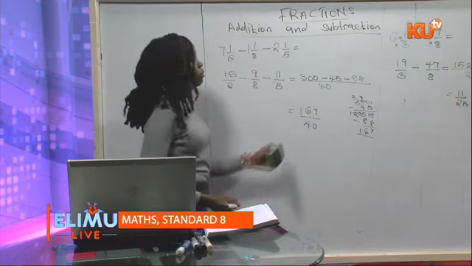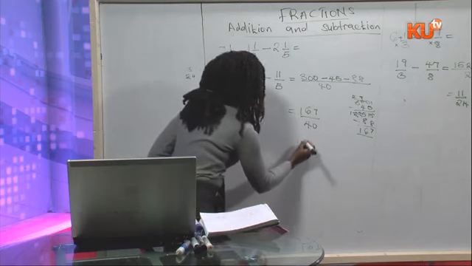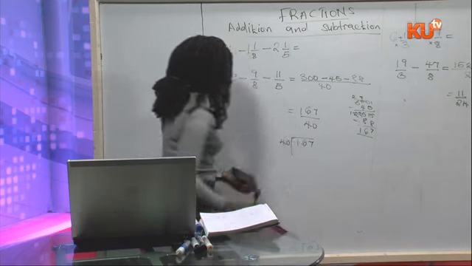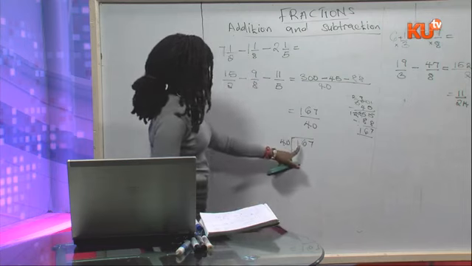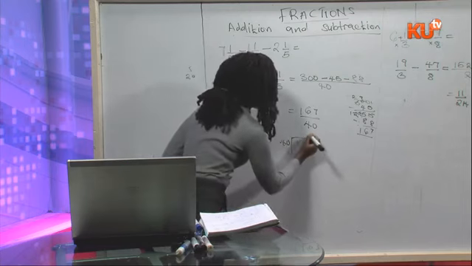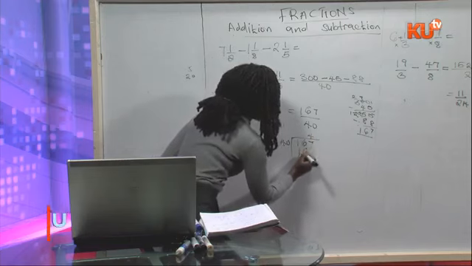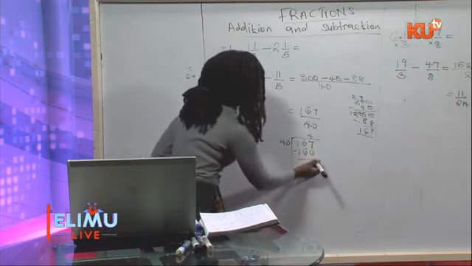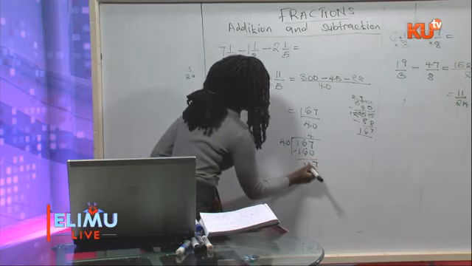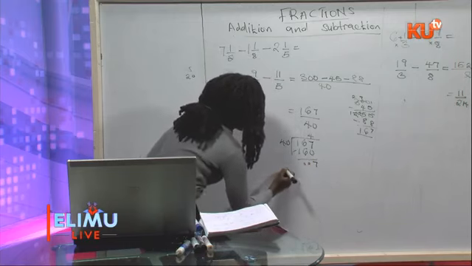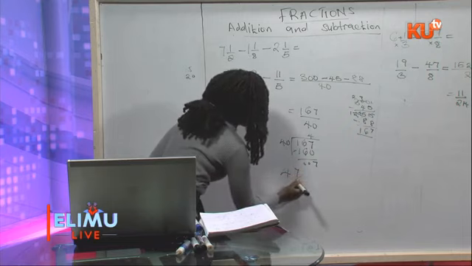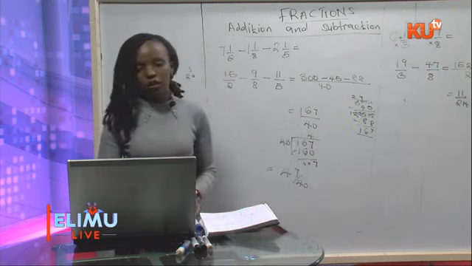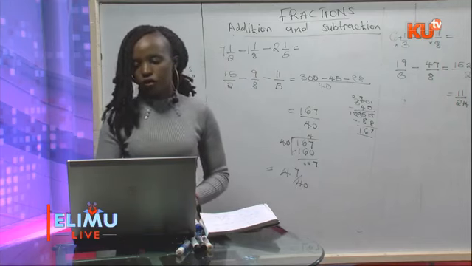We convert this to a mixed fraction. 167 divided by 40. 40 will go into 167 4 times because of 160. And then we subtract. 7 take away 0 is 7. So that is going to be 4 and 7 over 40.